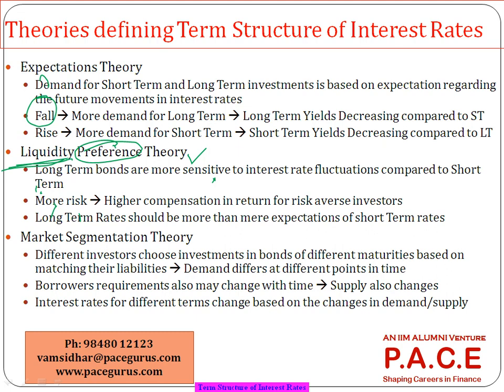Then we are talking about the third major theory governing this, which is the market segmentation theory. As per this theory, different investors choose different investments in the bonds based on their liabilities. For example, a pension fund company typically invests in long term investments because most of the time the liabilities from their side are also long term in nature.